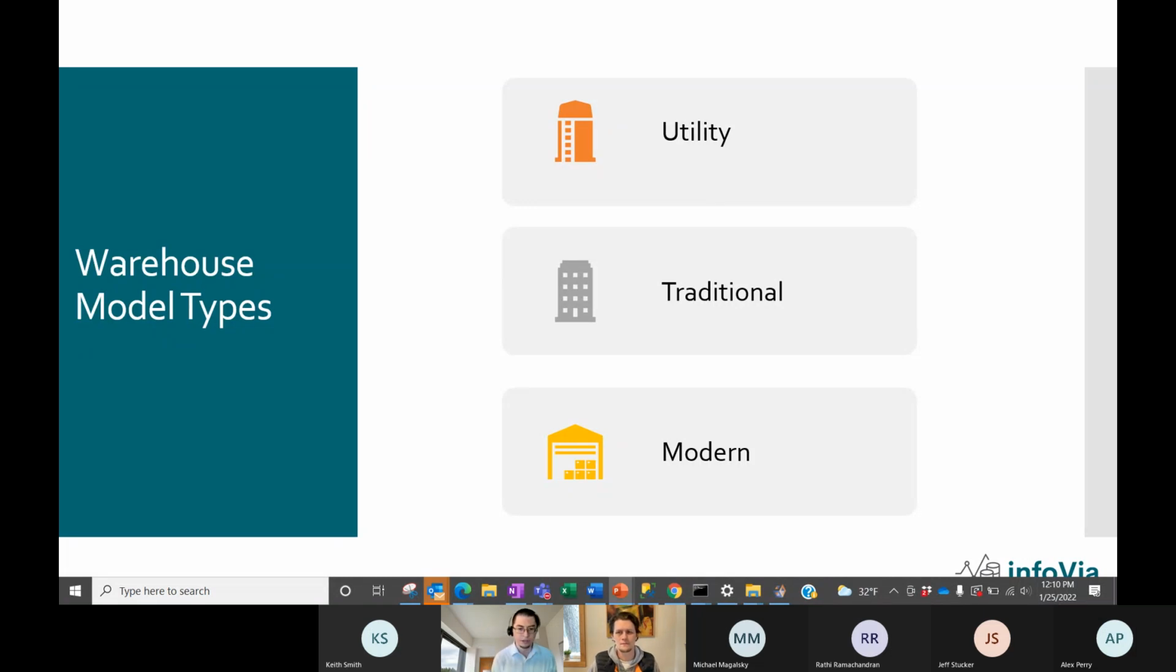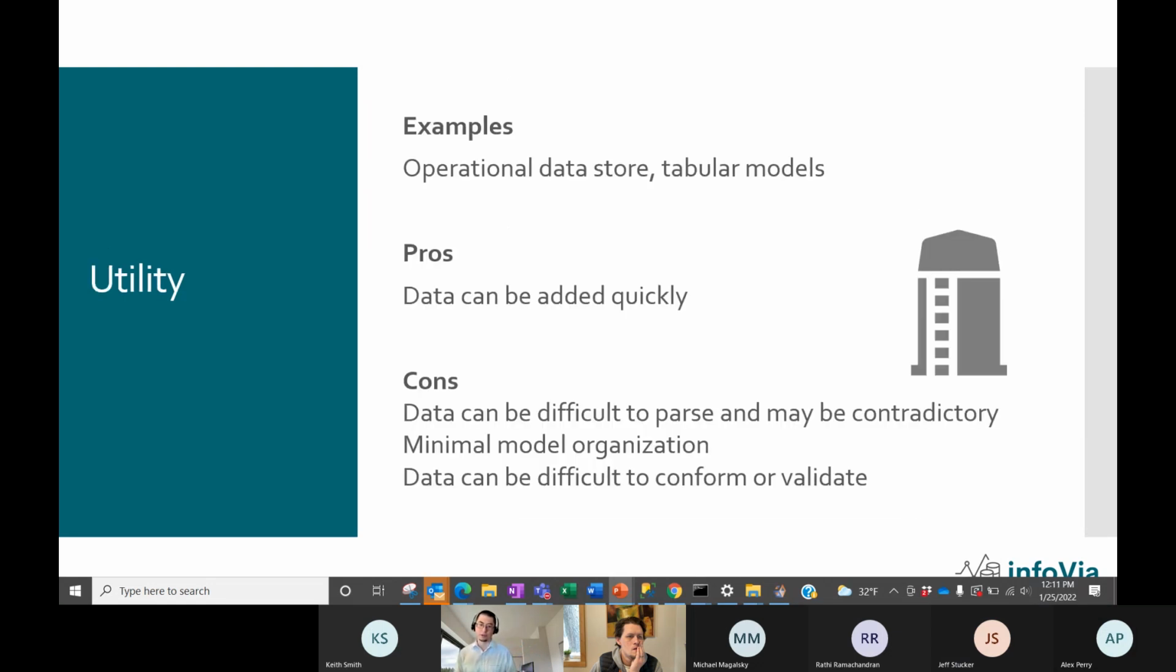As we get started here, I want to talk about the three broad types of warehouses. Those are the utility warehouse, your traditional warehouse, and your modern warehouse. You may see your own organization using many aspects of this, and hopefully heavily the modern one. Your utility warehouse, you're going to see as your operational data stores and your tabular models from Power BI or Tableau, and often Excel files, right?